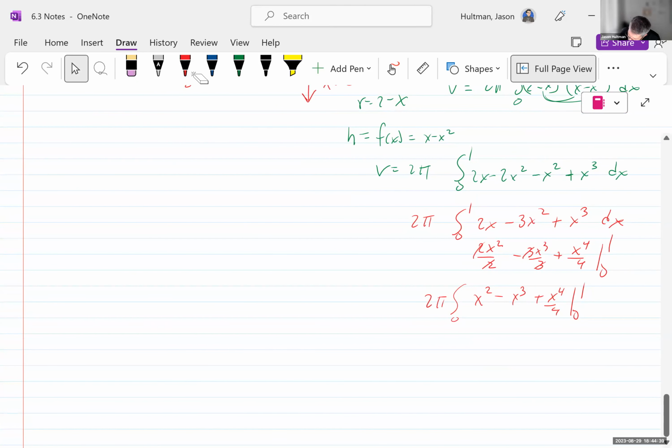Okay, 2 pi. And so just plugging in 1, I'll get 1 minus 1, which is 0, plus 1 to the 4th over 4, which is just 1/4. Everything else goes to 0 except for that 1/4. And so this becomes pi over 2.